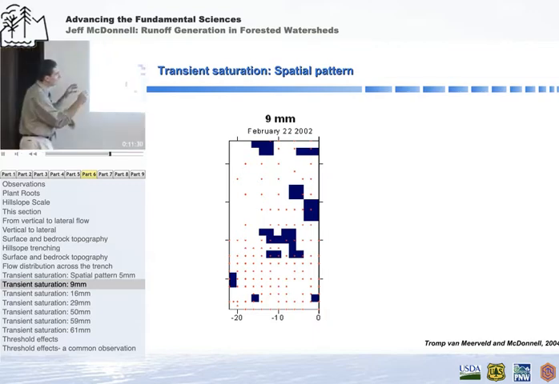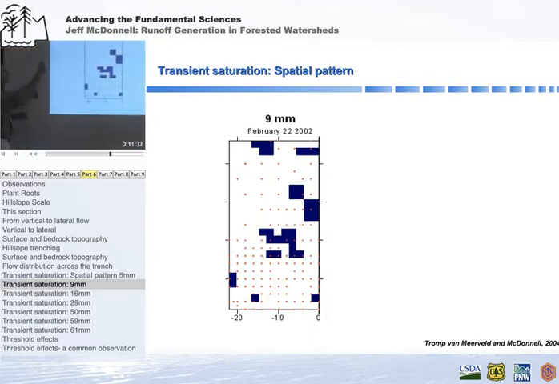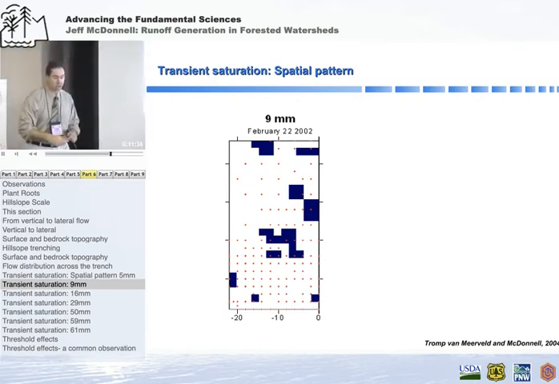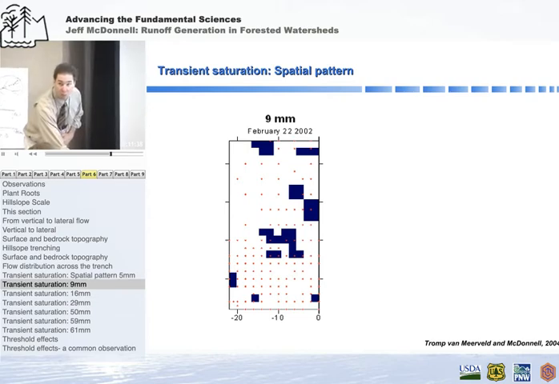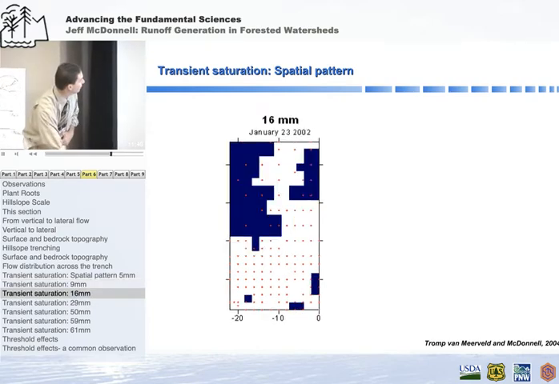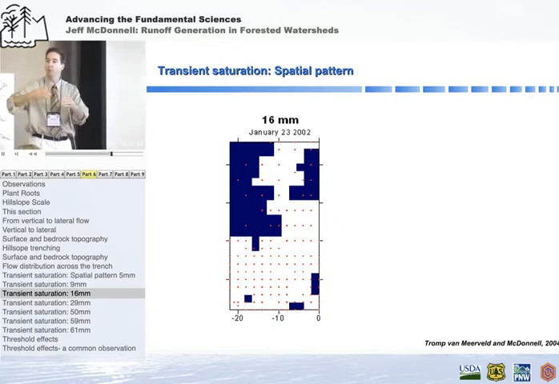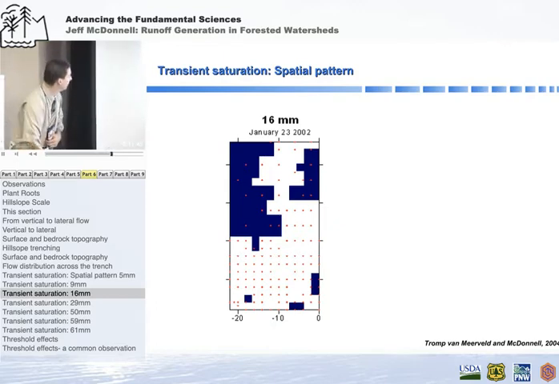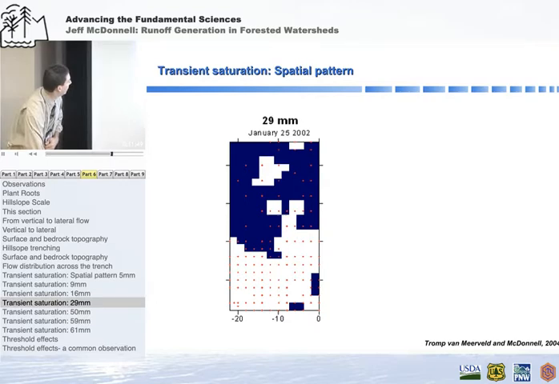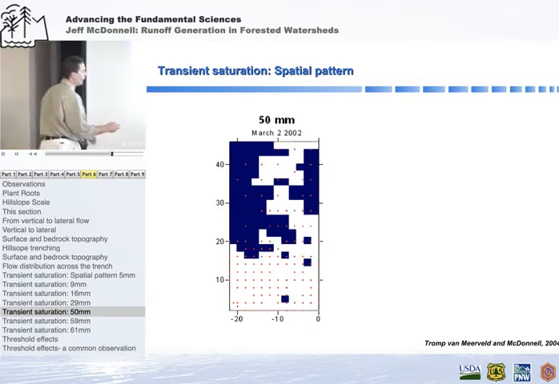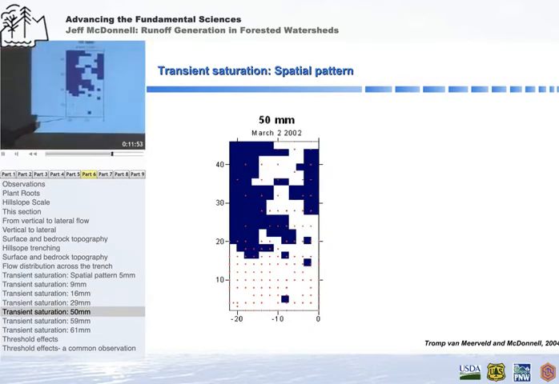So we're looking down on the slope, the trench is along here, this is kind of moving in an upslope direction, right? We're looking down on it, and I'm showing you now the spatial pattern of water table development on the slope. 16 millimeters, I'm increasing in storm size, but we're not moving sequentially through the hydrologic year necessarily. 29, 50. Now you notice that up until now, we've had no saturated area.